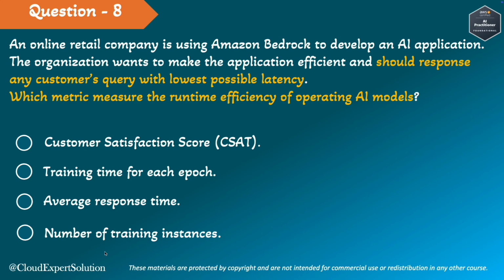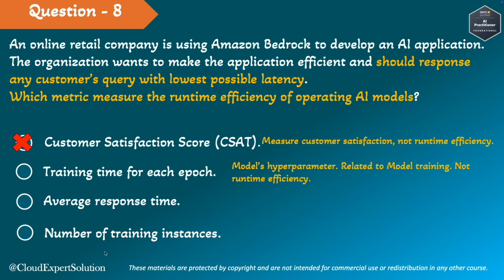Let's review the options one by one. The first option is saying customer satisfaction score, or CSAT. CSAT is a metric that uses artificial intelligence to analyze customer interactions and predict their satisfaction level. It does not measure the runtime efficiency or the average response time. Hence, this is not the correct option. Moving to option number 2, training time for each epoch. Epoch and training time, these are model hyperparameters and these are related to model training. These are not for runtime efficiency. Hence, this option is also not correct.